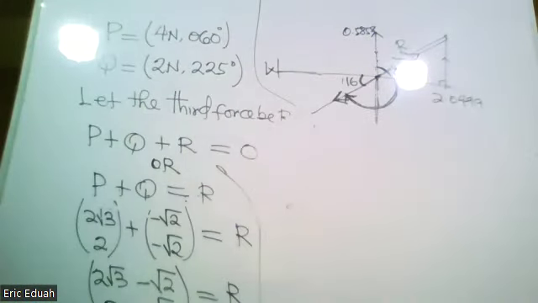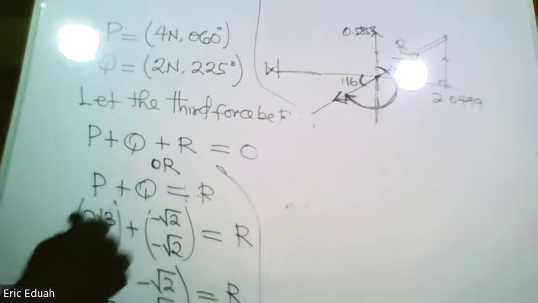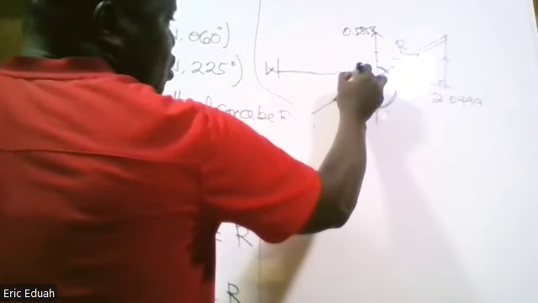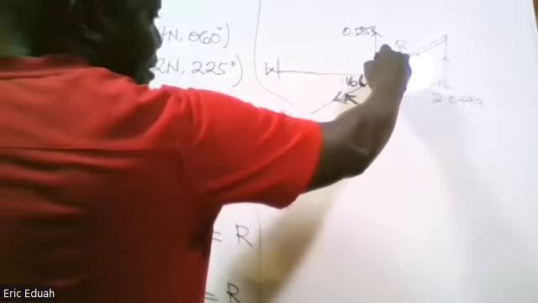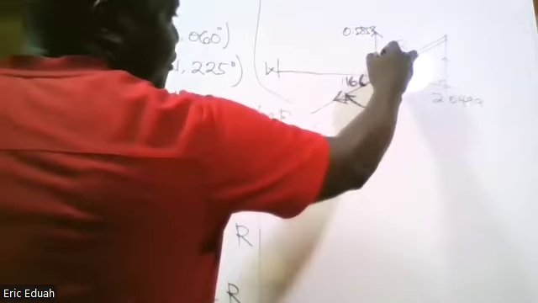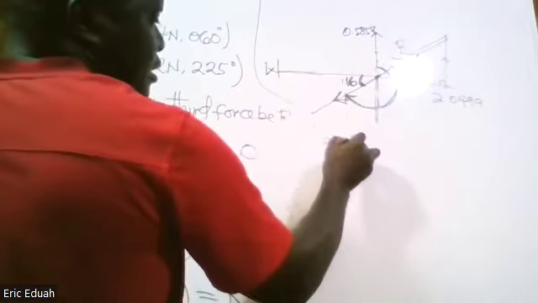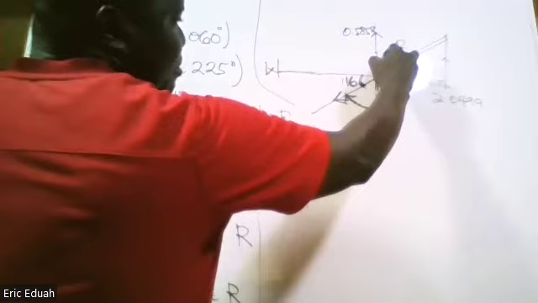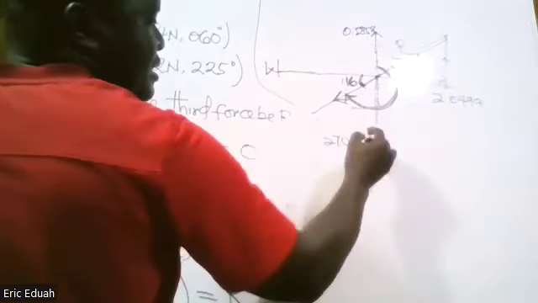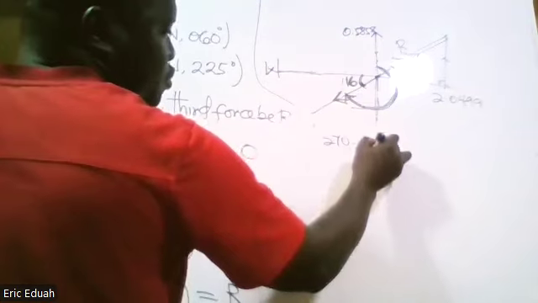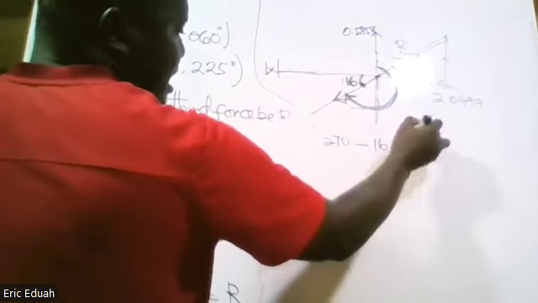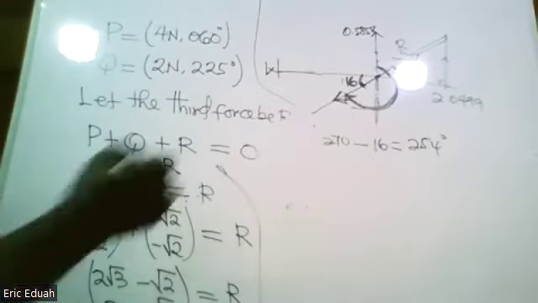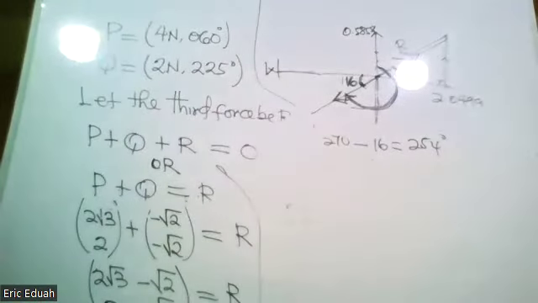But what is the angle as measured from the north? Once this is 16, by vertically opposite angles, this will also be 16. But we are measuring from the north, and the whole angle from the north to the west is 270. So the remaining bigger angle is obtained by subtracting 16 from 270, and that gives us 254. That is the direction of the equilibrant, which is opposite to the resultant.